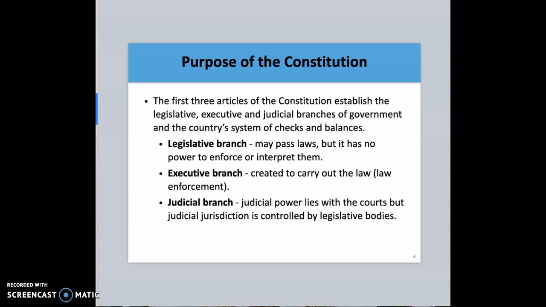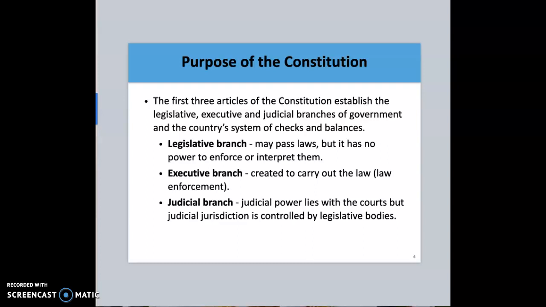Now, the judicial branch, the power lies with the courts, but judicial jurisdiction is controlled by legislative bodies. What that means is courts have jurisdiction only when the controlling legislative bodies create laws that give them the authority to hear those types of cases. So, for example, federal courts get their judicial power or jurisdiction from Congress. State courts get their judicial jurisdiction from state legislative bodies and so forth.